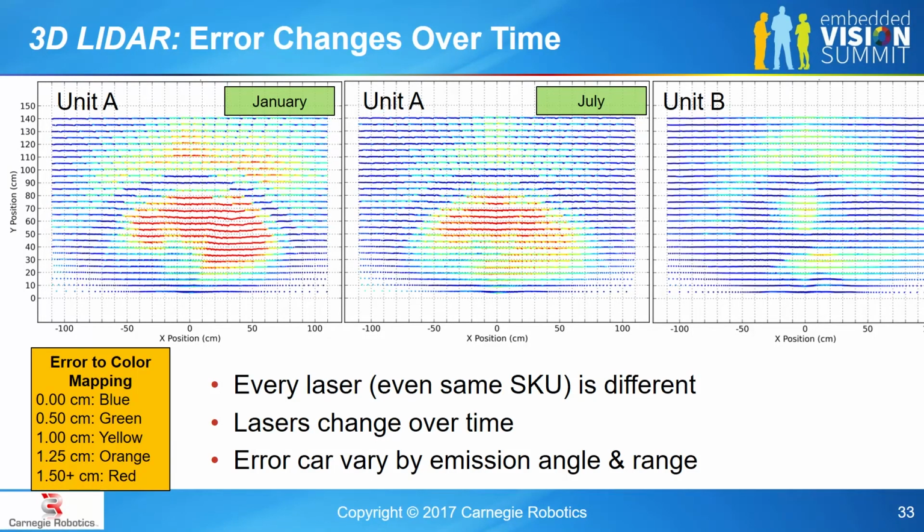The other weird thing about unit A here is that you see these little hitches every 10 degrees or so, where the accuracy returns and then gets worse again. That also is not present on these other units. Just something wrong with this particular laser.